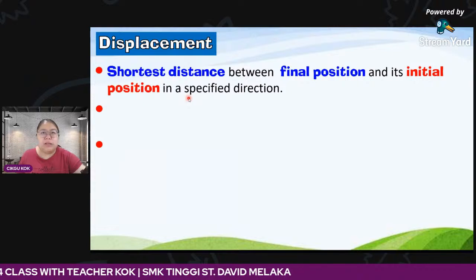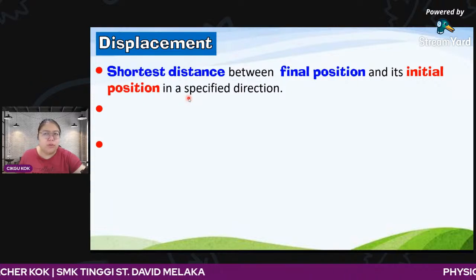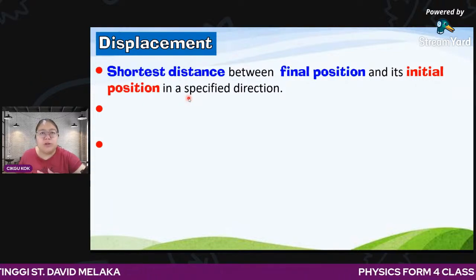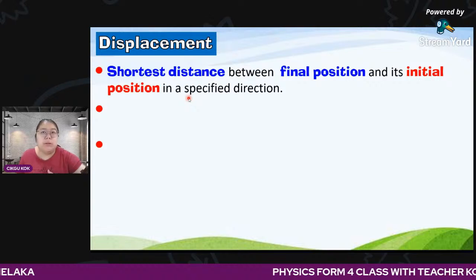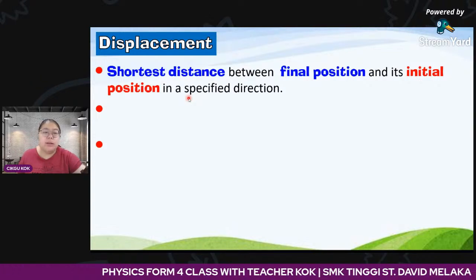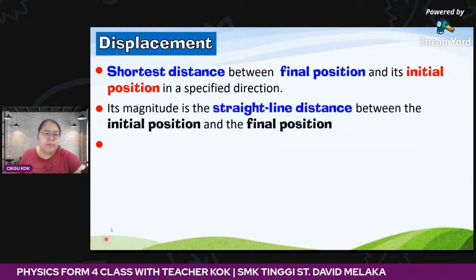So that means for displacement, we need to count from the first point to the final, that's all. Then we draw one straight line, that one we call displacement. Actually, it's a shortcut. You can say it's a shortcut. Okay, then the next one.